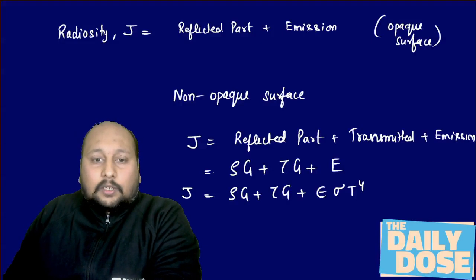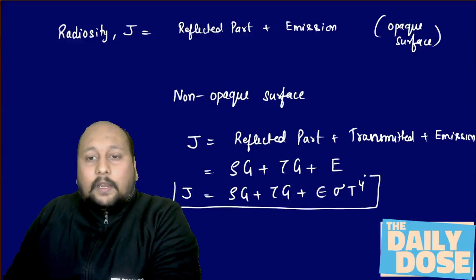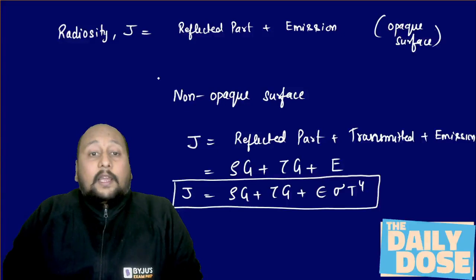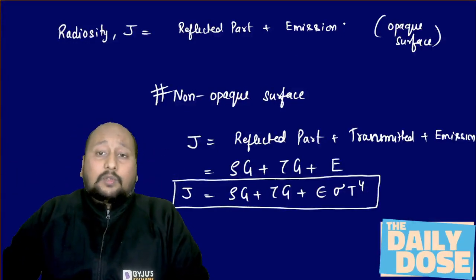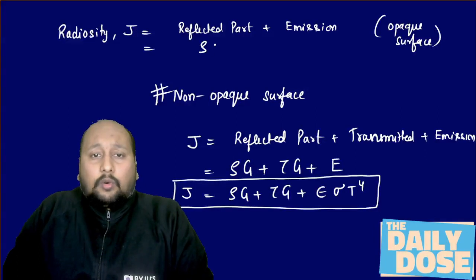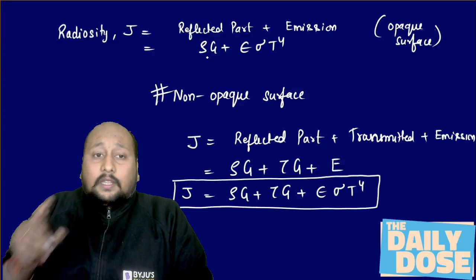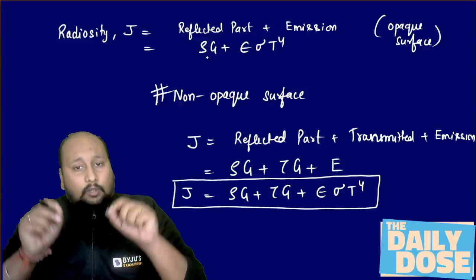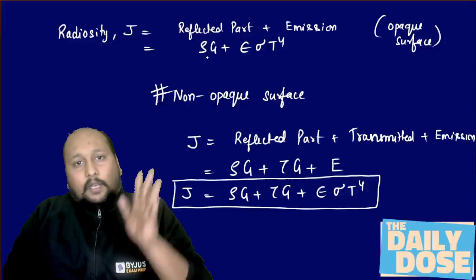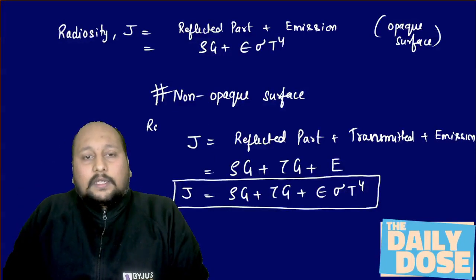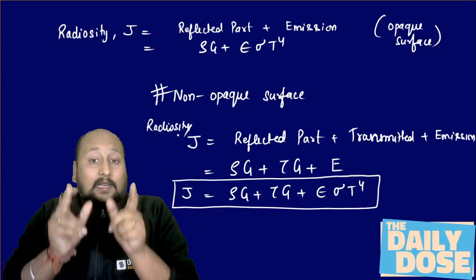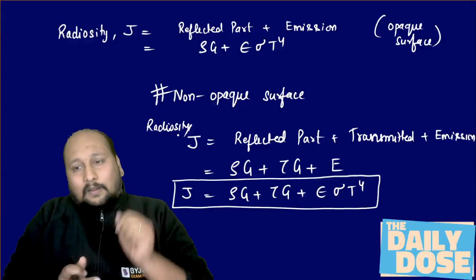So by this relation, now I can easily calculate the total radiosity for a non-opaque surface. Normally in the examination, we have an opaque surface and we use the formulation rho into G plus emissivity into sigma T to the power 4. This is only applicable for an opaque surface. So in this video, you have understood that if you have a non-opaque surface, then you have to calculate the radiosity by using a very interesting formulation, that is reflected part plus transmitted part plus emitted part.